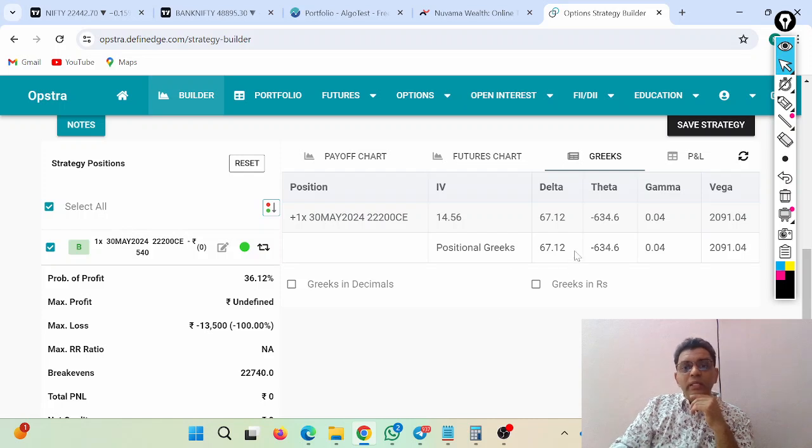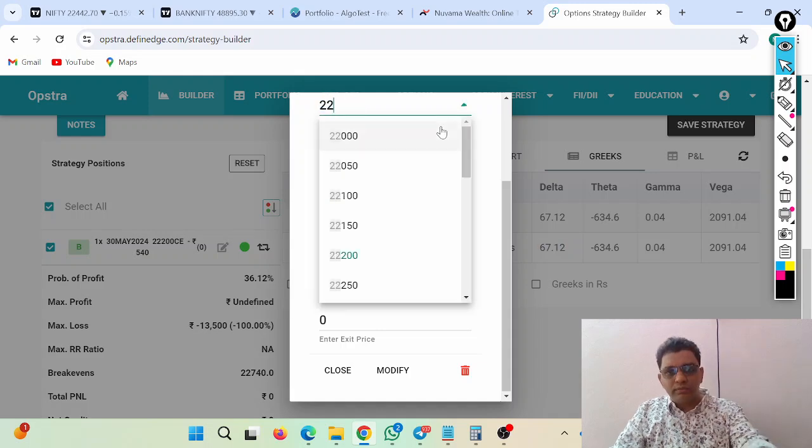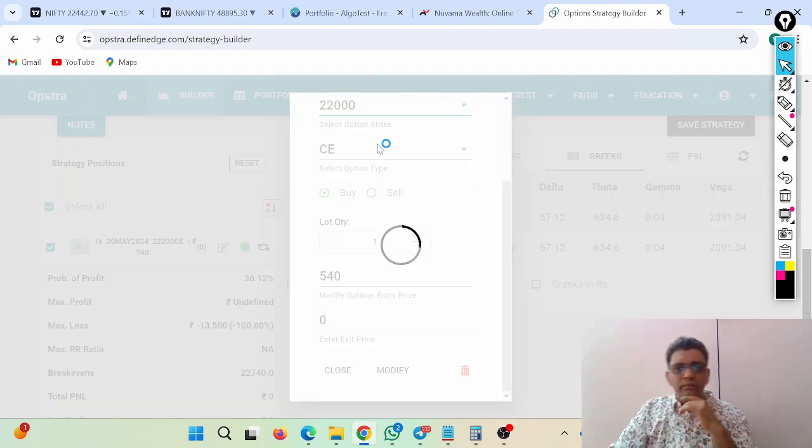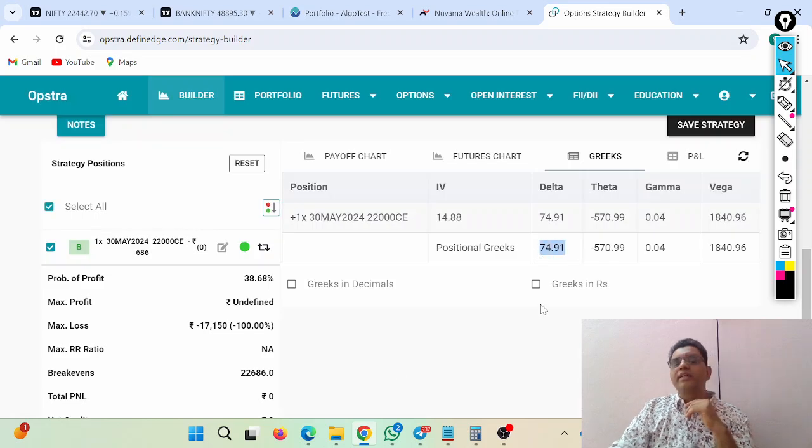So you can see my delta has increased. My delta has gone to 67. Why? Because I have bought the call option which is in the money. If I go again in the money, for example, if I am buying the 22,000 call option, then again my delta has increased. So I can say my probability of winning has increased, or my probability of my view winning has increased.